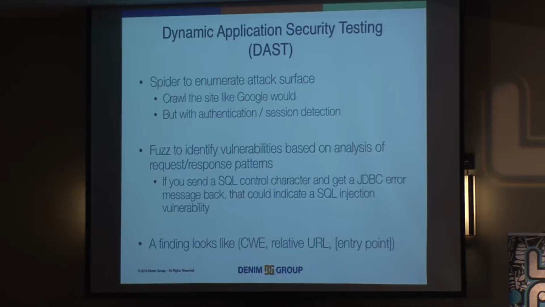And once the scanner has identified that attack surface, it essentially goes through directed fuzzing to say, let's see if we can find vulnerable request and response patterns. I'm going to send in SQL control characters. If I get a JDBC error message back, that tells me there's probably a SQL injection vulnerability here. And that typically produces results, or for our purposes, produces results that are basically the vulnerability type, the relative URL in the application, and that entry point. What parameter, for certain classes of vulnerabilities like SQL injection or cross-site scripting, what parameter was passed into the application that resulted in this response coming back.